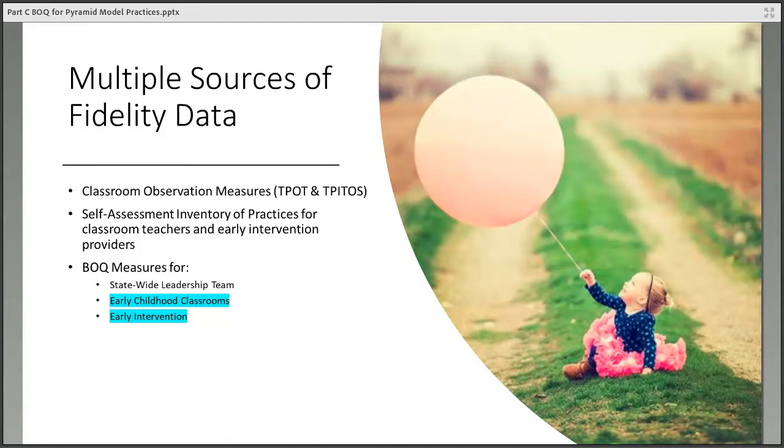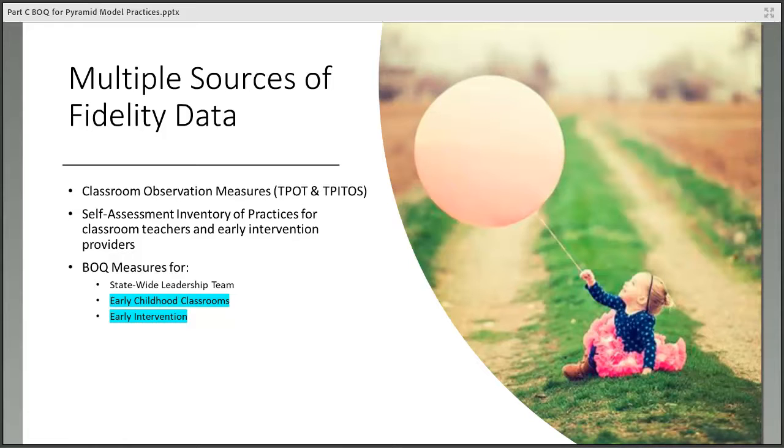So there are classroom observation measures. There's the TPOT for preschool classrooms and the TPITOS for infant toddler classrooms. There's the self-assessment inventory of practices for classroom teachers, and the NCPMI team is soon to release a comparable one for early intervention providers. That's really looking at, in your own interactions, how you would rate yourself with respect to these components that support Pyramid Model approaches to families.